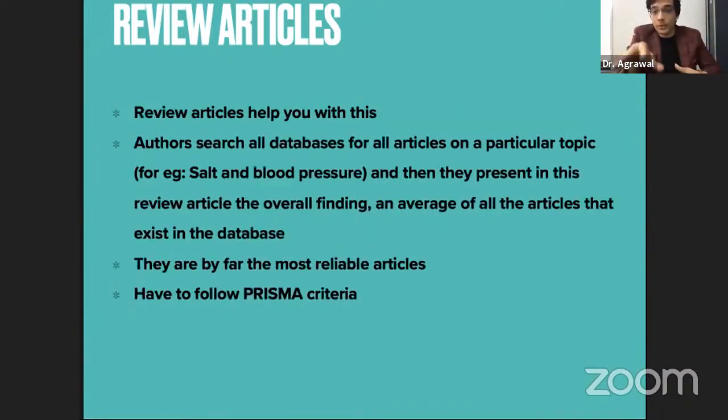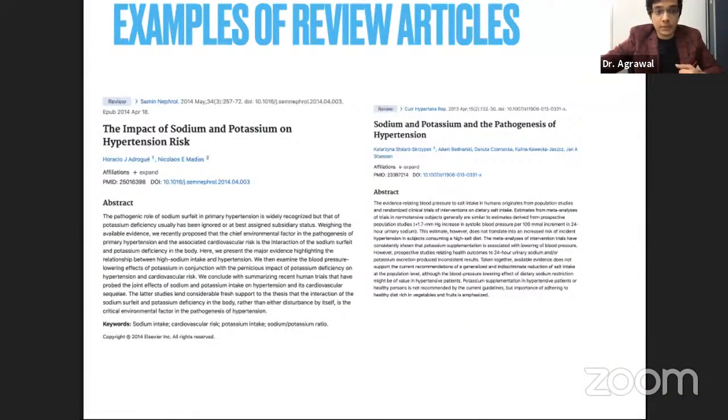Authors search all pertinent databases for all articles on a particular topic, and then they present this information in a review article with the overall finding and the average of all articles that exist in the database. So they will essentially give you the most information available out there at the time of their writing, because they have an analysis of most of the papers on that particular topic. Here are some examples of the review articles which have been done in 2013 and 2014. The impact of sodium and potassium on hypertension risk, where they have taken a number of articles and essentially given you 2014's knowledge of what exactly papers have shown and what is the trend that they have shown, right?